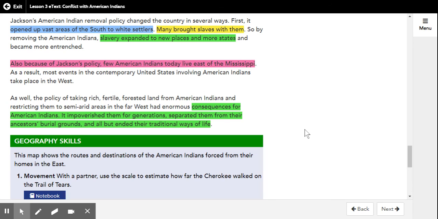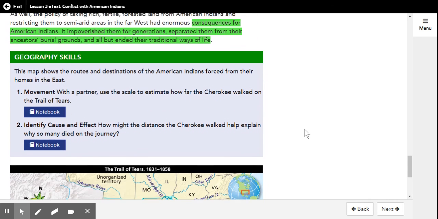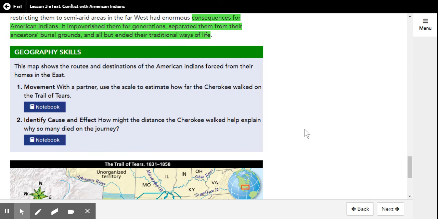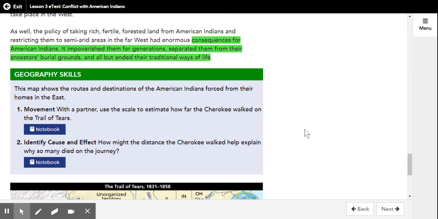As well, the policy of taking rich, fertile, forested land from American Indians and restricting them to semi-arid areas in the far West had enormous consequences for American Indians. It impoverished them for generations, separated them from their ancestors' burial grounds, and all but ended their traditional ways of life.